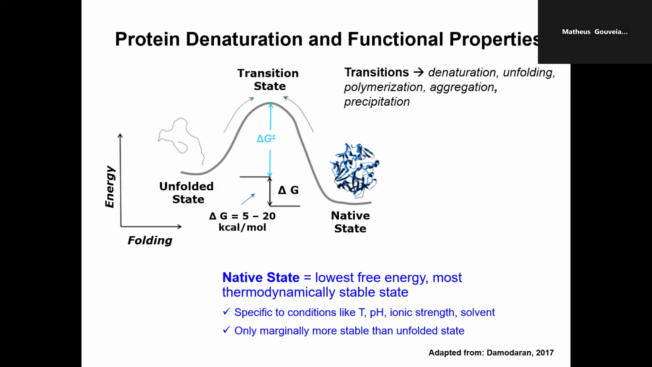So here's just the lowest free energy state. We talked about it. That's the native state, the most thermodynamically stable state. But denaturation and the native state are dependent on the environment. I said that. It's not like protein exists in a vacuum. Really, it is the pH, the moisture content, the salt content, how much protein you have in the system. They play a role in going from native to unfolded to polymerized to aggregate to precipitate.